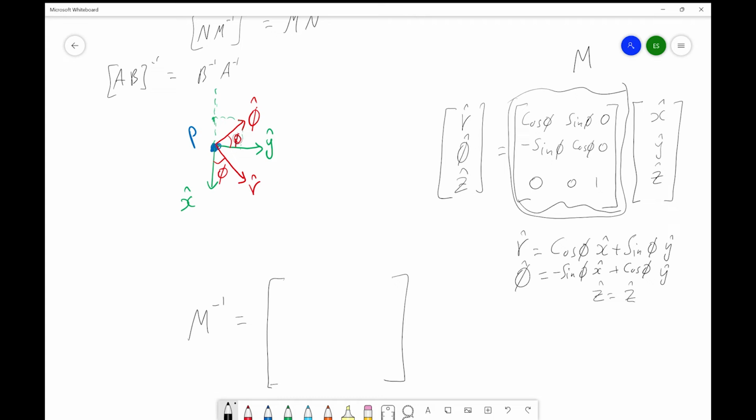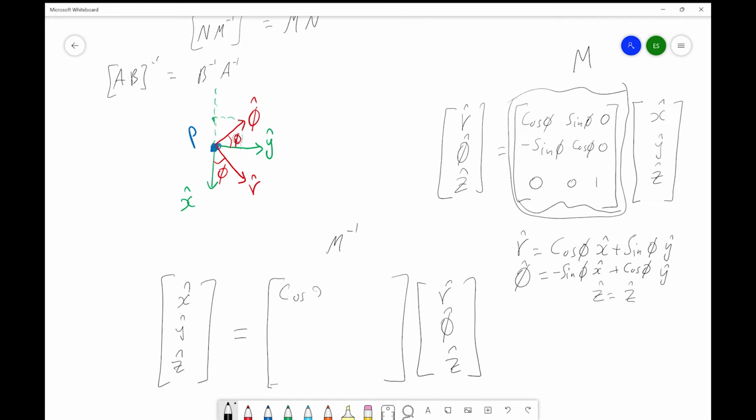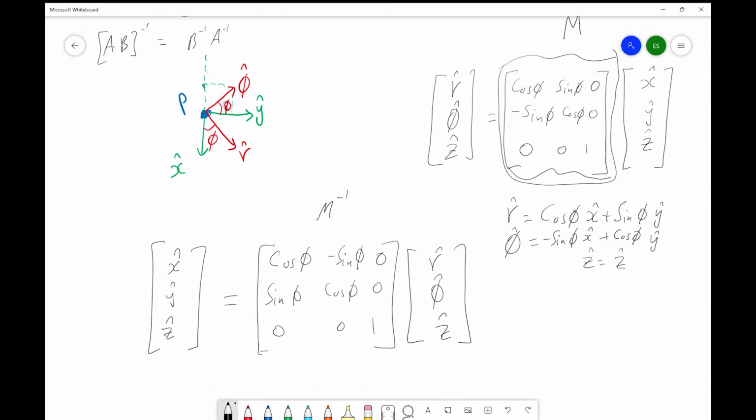So by inspection, you can say, hey, M inverse is just, so what is M inverse really? So this is M inverse. M inverse is the opposite transformation. So we end up at x hat, y hat, z hat, and we start at r hat, phi hat, z hat, and that transformation is going to be cosine phi, minus sine phi, 0, sine phi, cosine phi, 0, 0, 0, 1. And you can inspect that this is correct, right?